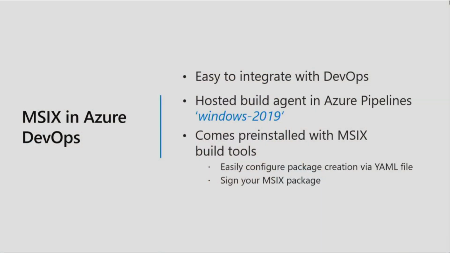But we know a bunch of people are really driving over to Azure DevOps. And we do have an easy way to integrate with Azure DevOps. That's through the Windows 2019 payload within the hosted build agent. If you go and add that in, it comes pre-installed with everything you need for MSIX, easily configurable via package creation in YAML. And it's super easy to sign your package. At the end, I'll have a link to the MSIX website that has some walkthroughs on both of these on getting started with it. We also do have a sample out there on GitHub for how to integrate with Azure DevOps.